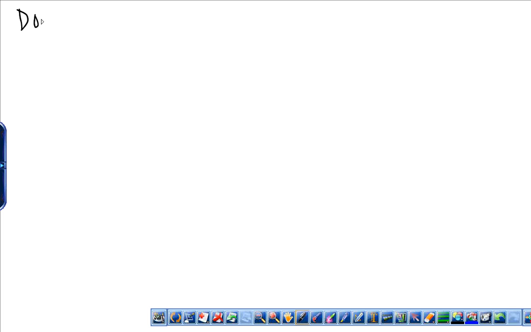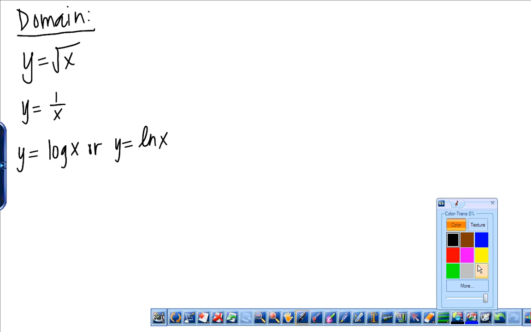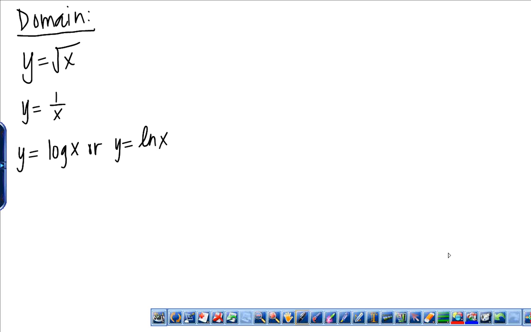Okay, we have talked about domain. I want to look at some domains of functions that are kind of strange. So I want to look at the domain for the function y equals the square root of x, the domain for the function y equals 1 over x, and y equals log x, or you might see it as y equals the natural log of x. And we will get into these a lot more later, but I just want to talk about the domain of them, okay? And I'm just brushing the top of some of these things.